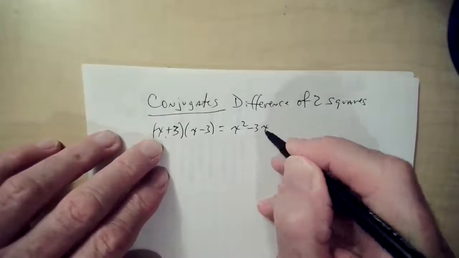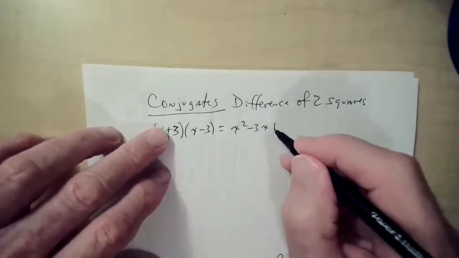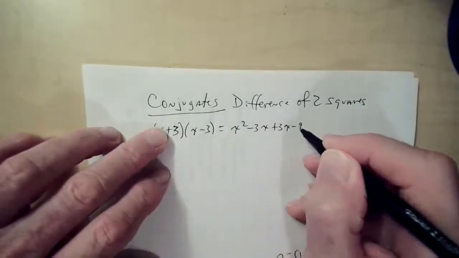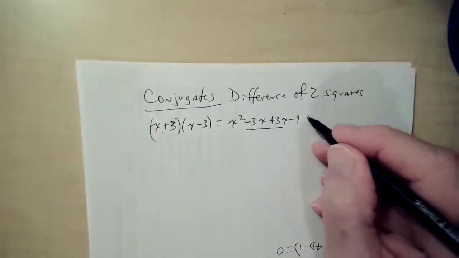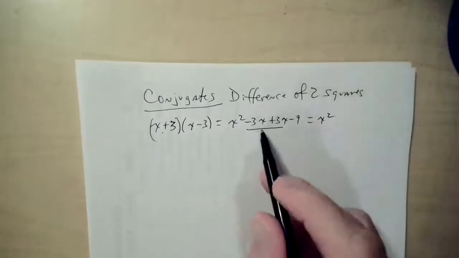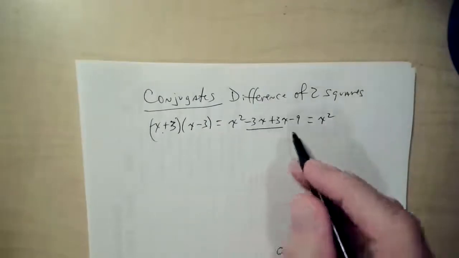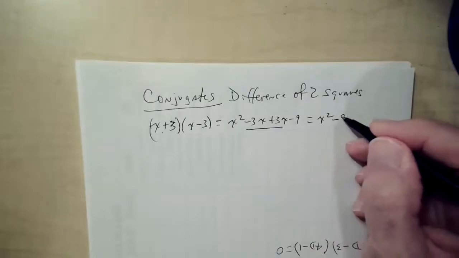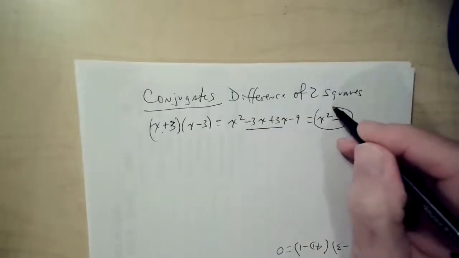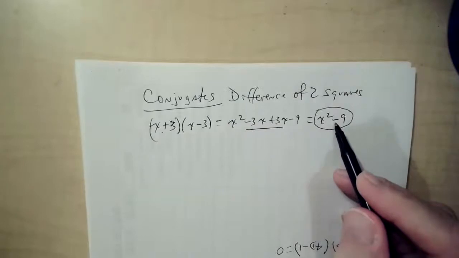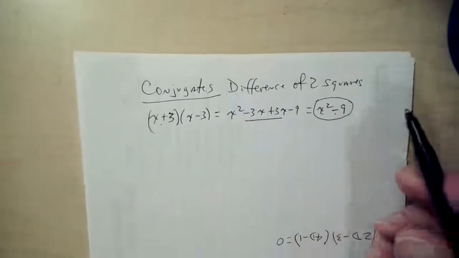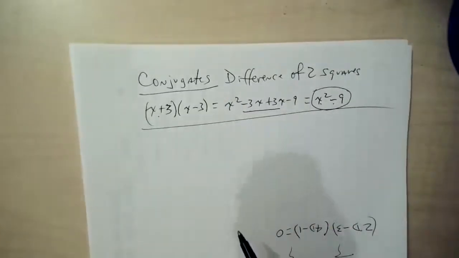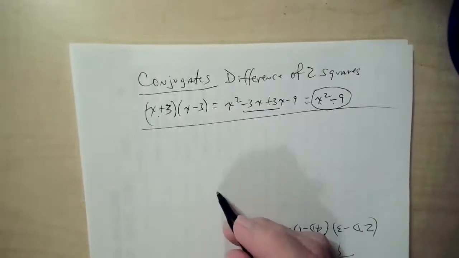So what do we have here? We have x times x is x squared minus 3x. Now we do the 3 plus 3x minus 9. These two terms are opposites. So this is going to equal x squared, these are gone. Any number minus itself is 0, minus 9. Okay, we have the difference of, what does difference mean? Subtract. The difference of two squares. There's a square, there's a square.